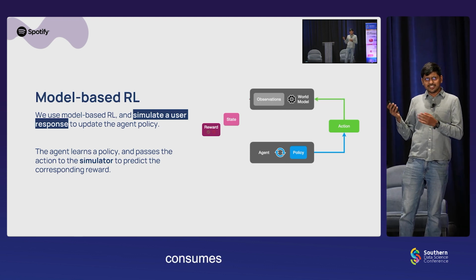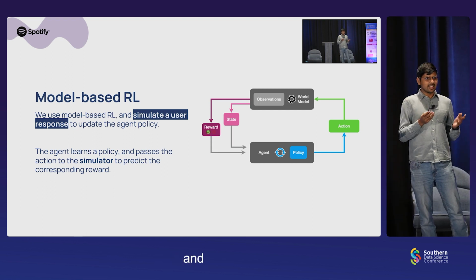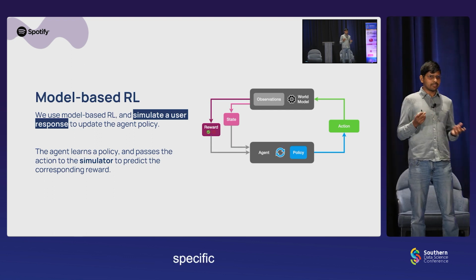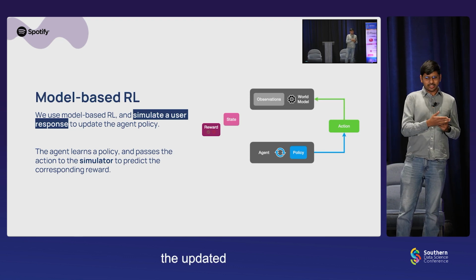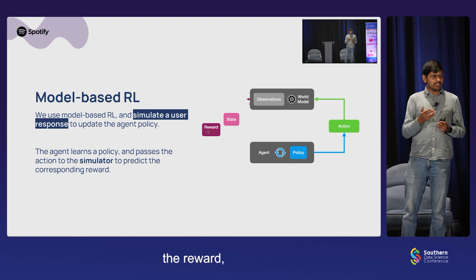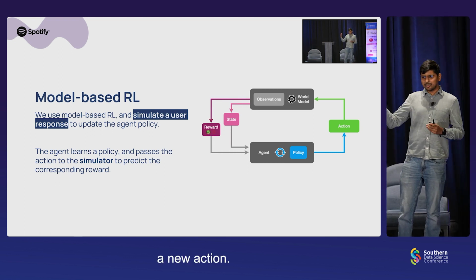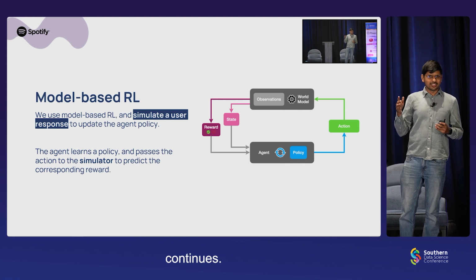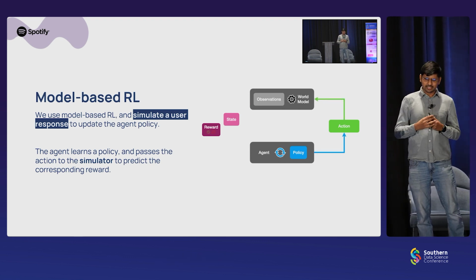The environment consumes this action and then it responds back with an updated state and a reward based on that specific action. Finally, the agent takes into account the updated state and the reward, and then it adapts its strategy and then generates a new action. And this loop continues. So this is the standard reinforcement learning paradigm.